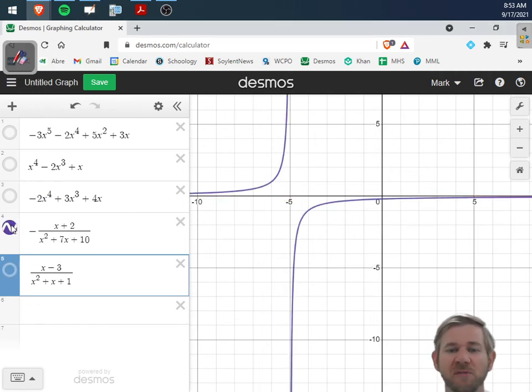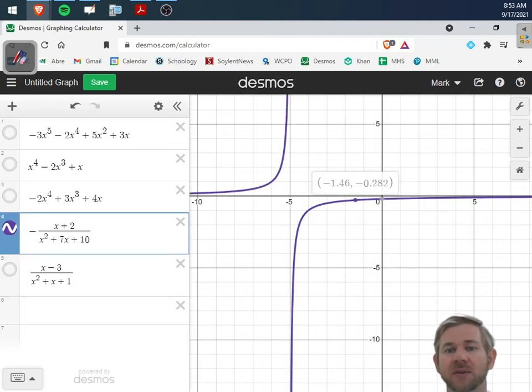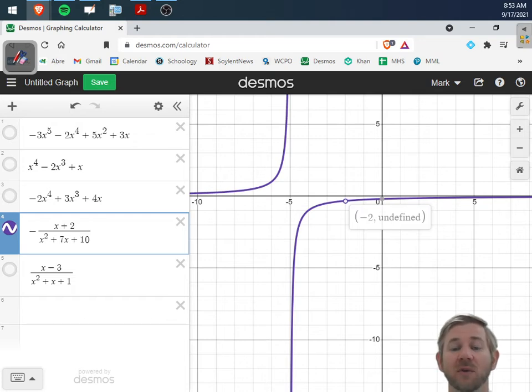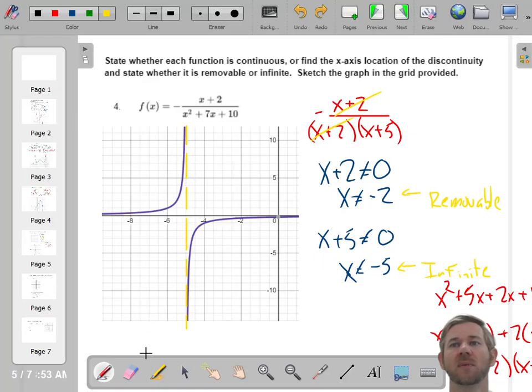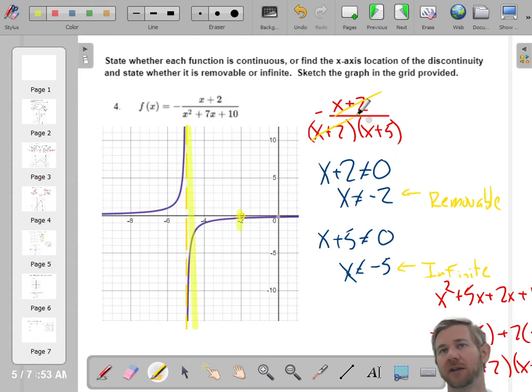So we said there's a removable discontinuity at negative 2. And if you'll notice, when I click at negative 2, it says undefined because there's a hole in the graph. We remove the factor. It's a removable discontinuity. So I'm going to put an open circle at negative 2. You need to tell me that they are removable and infinite discontinuities. I need to see them in the graph, and your algebra should back up what you're saying.